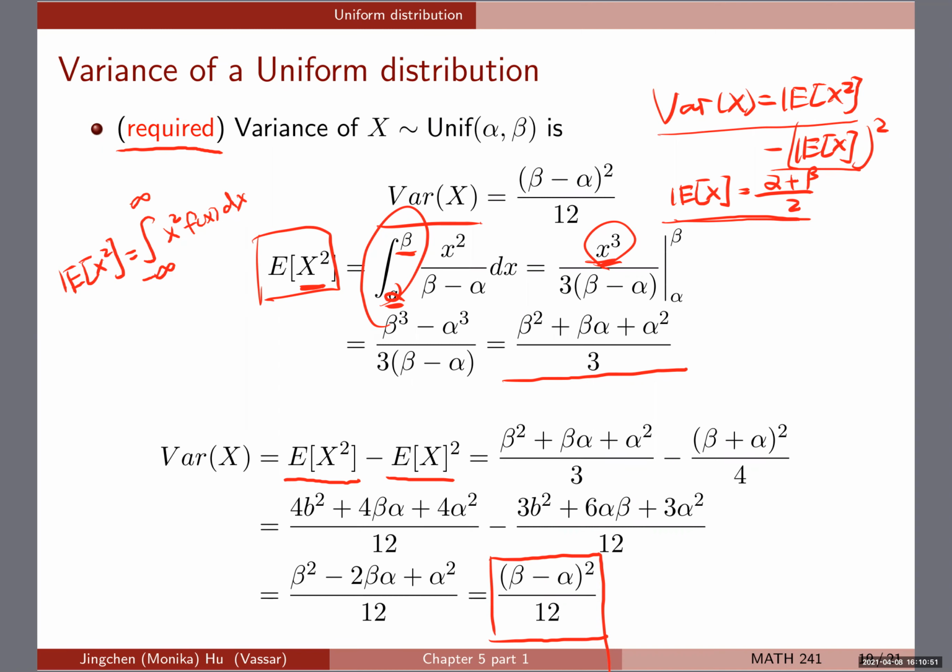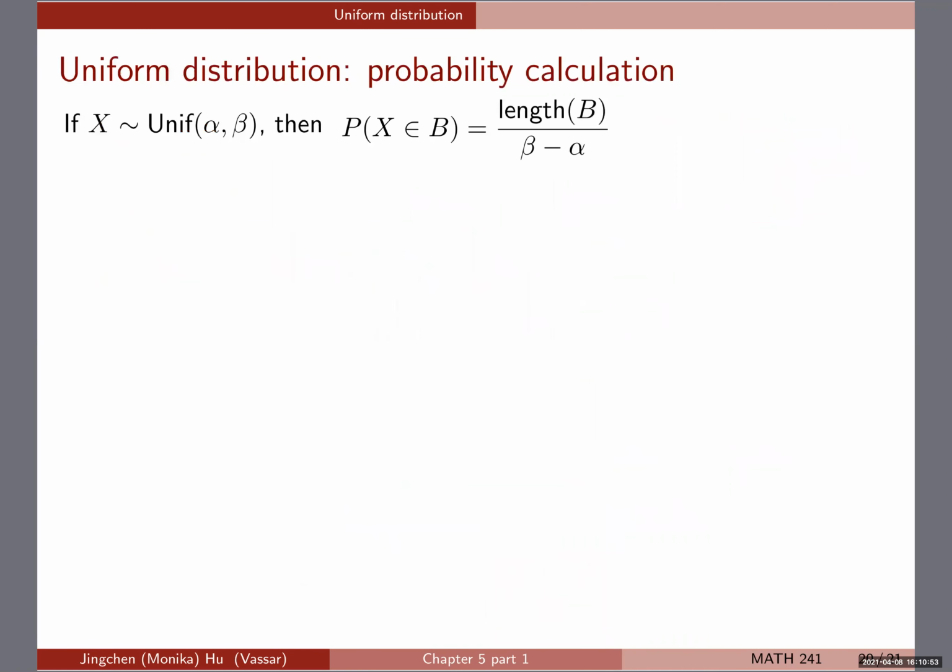All right, so with all that, let's look at some application of doing probability calculation for a uniform distribution.